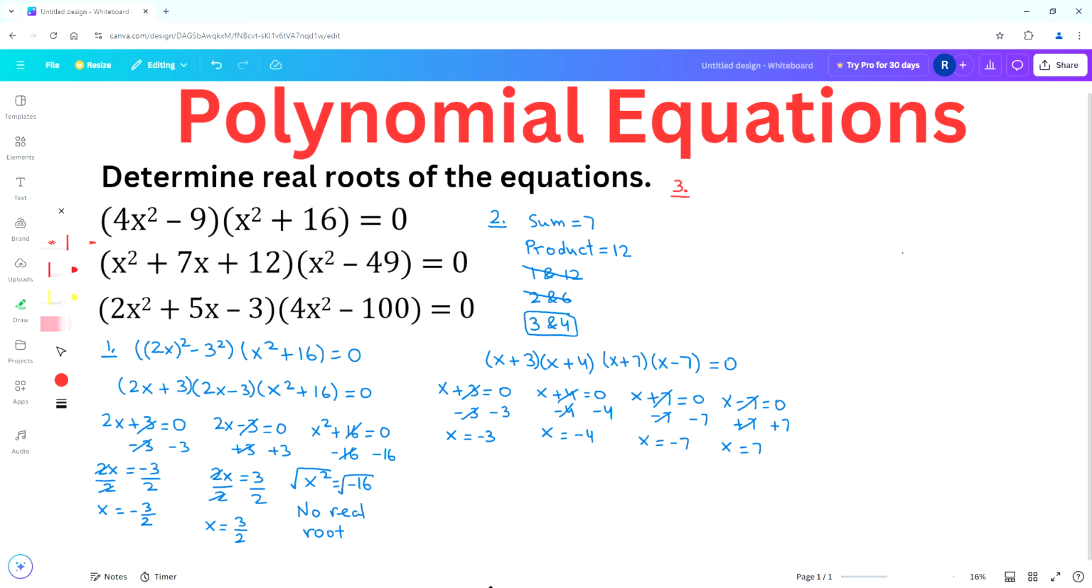We have to find two numbers whose sum is 5, the coefficient of the x term, and the product should be equal to 2 times negative 3, which is equal to negative 6. We have to find two numbers that satisfy both of these requirements.